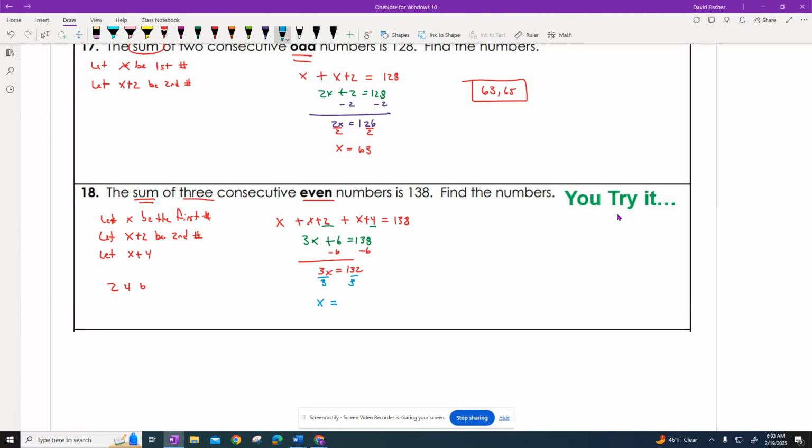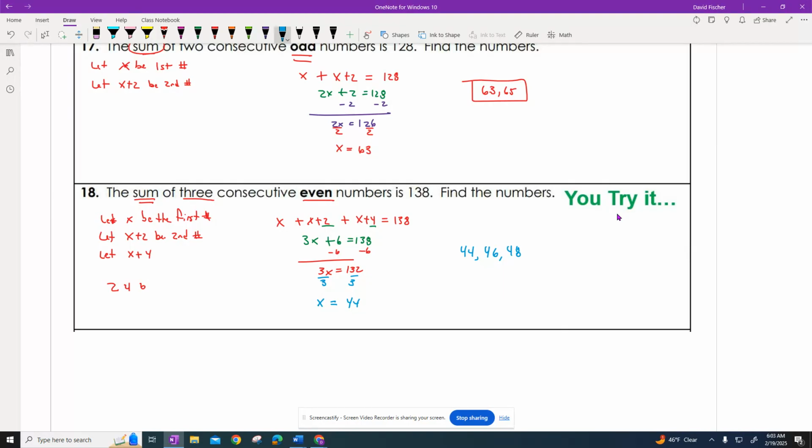Divided by 3, I do. I'm getting x equals 44. So this is where this comes in handy. 44 is going to be my first number, and it's an even number, so that's good. 46 will be my next number. 48 will be my next number. Because they say consecutive even numbers.